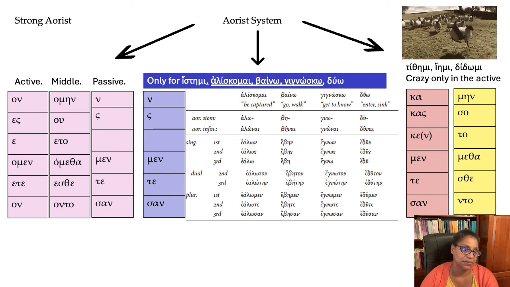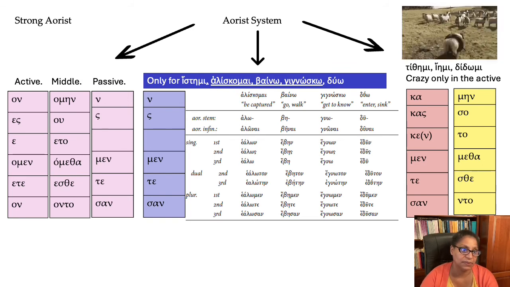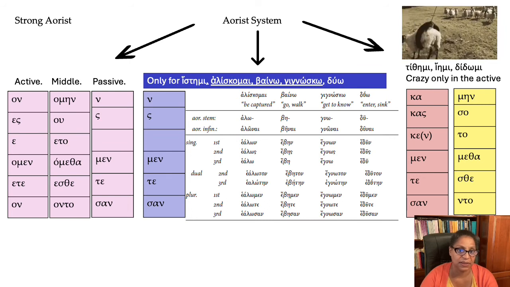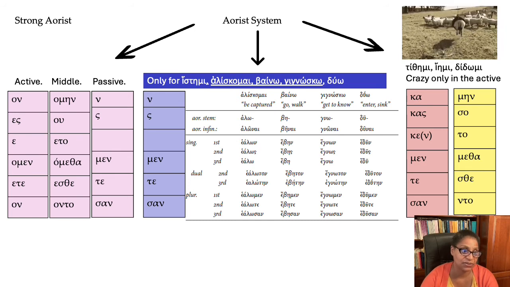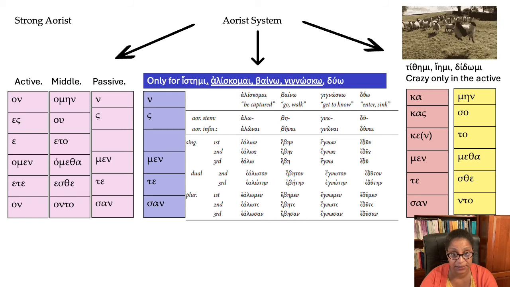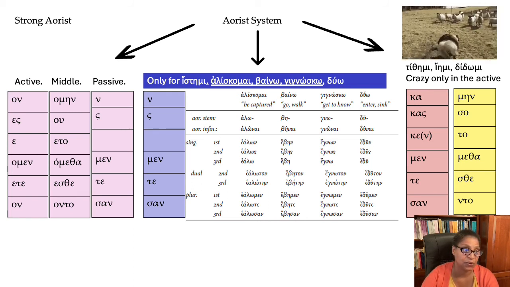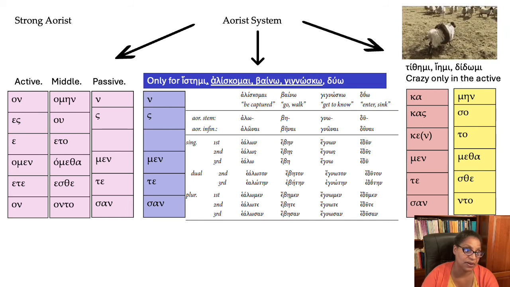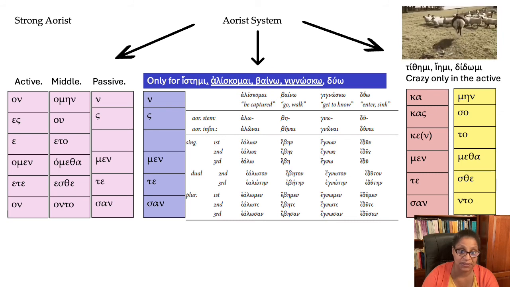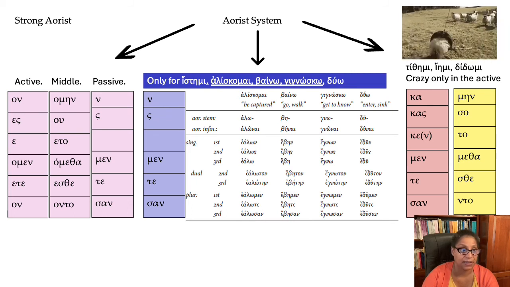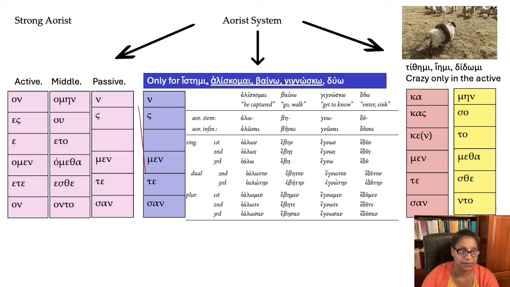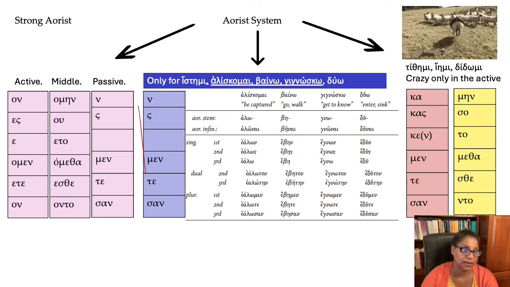Okay, so these are the strong aorists, and we have like 3 situations here that could happen. The most common, so 90% of all strong aorists, are going to look like the imperfect. The endings are going to look like the imperfect. So on, es, e, omen, ete, on. Or omen, ou, eto, ometha, esthe, onto. And if it started off as a mi-verb, it will be en, sigma, men, te, san. Okay? The predominant amount of strong aorists are going to look like the imperfect.